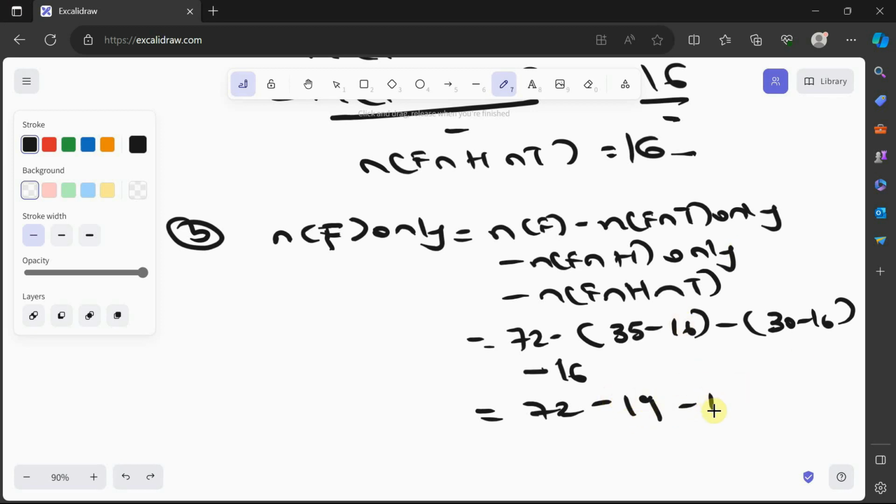30 minus 16, that will give you 14. And then minus 16. So this is 72 minus 19 minus 14 minus 16. And that will give you 23. So 23 people use only First Bank. So the same thing, I want you to actually try finding the Trust Bank only and then the Hallmark Bank only.